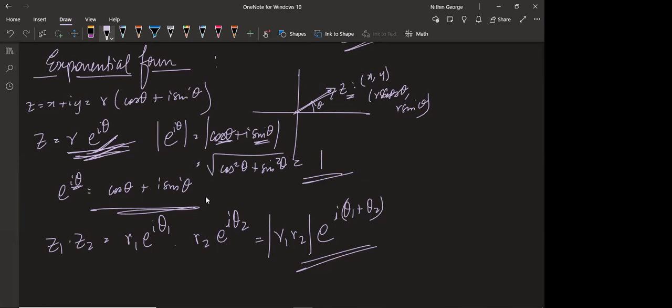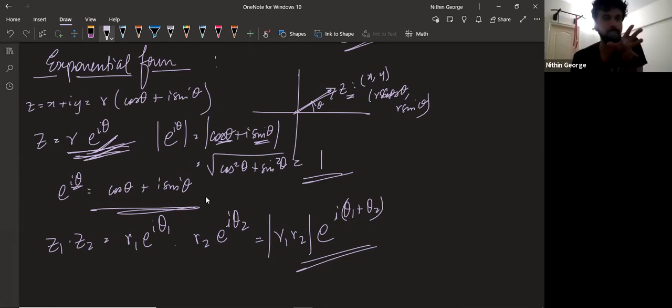Sir, can you repeat this once more? Yes. So when any complex number z is r into e power i theta, what I want you to see is that there are two parts to the complex number. One is the r part, which is the magnitude part, which is the length of the vector. The second part is the e power i theta part, which is the inclination of the vector.